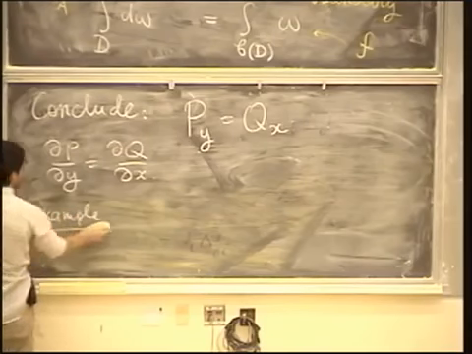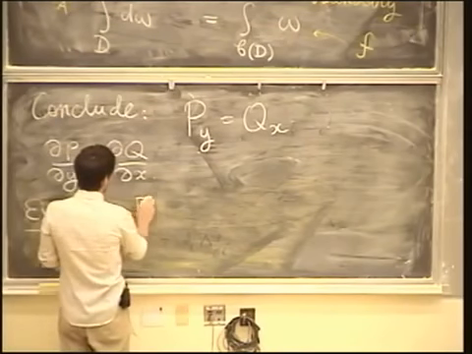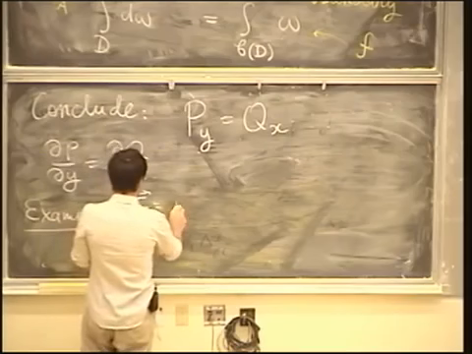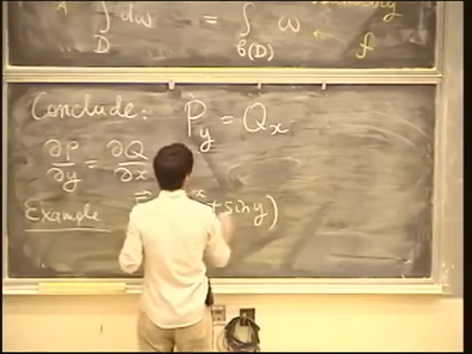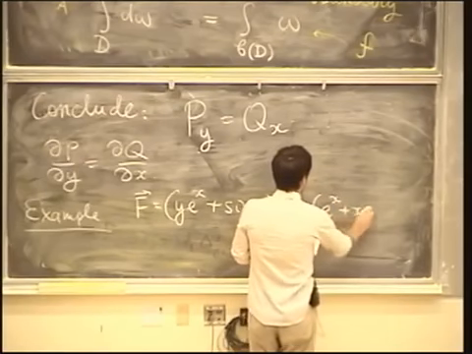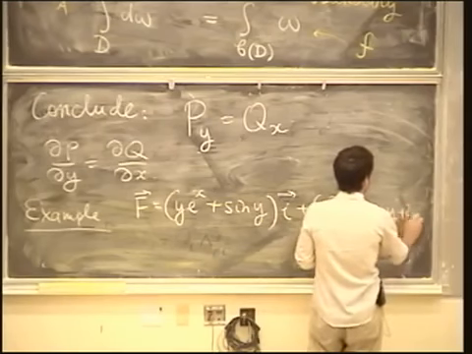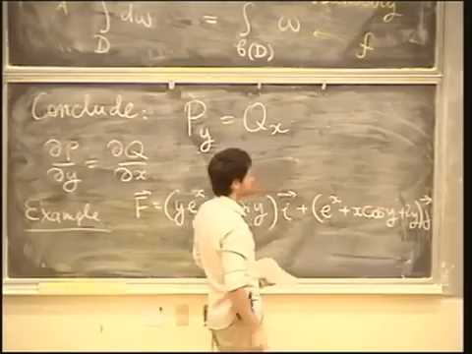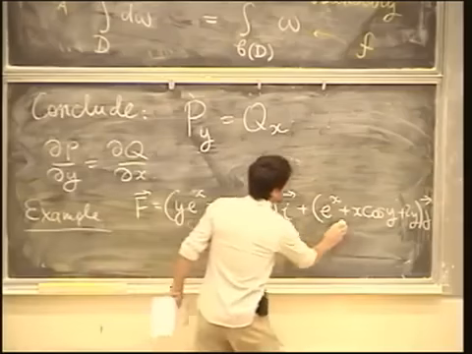Here's an example. So let's say the vector field is (y e to the x plus sine y) times i plus (e to the x plus x cosine y plus 2y) j. So this is P, and this is Q.